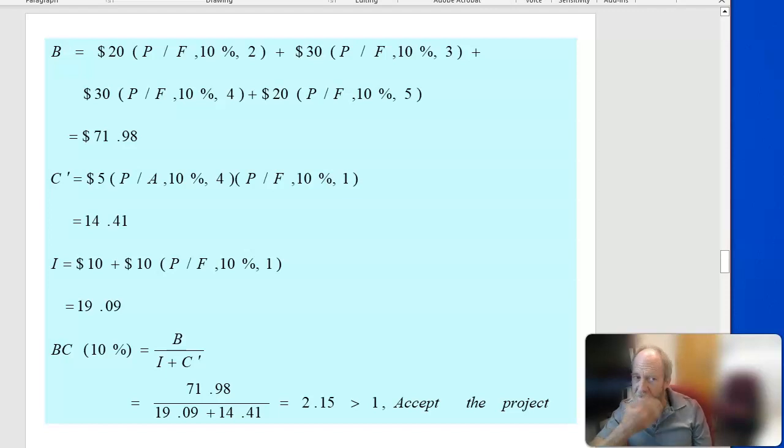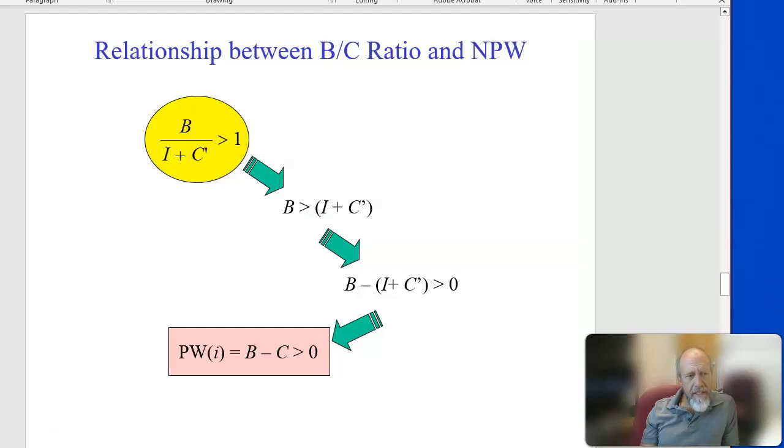You can tell you got the 3 different types of costs that were actually denoted in different colors. And if the BC, at a specific rate of interest, is greater than 1, it's an acceptable project. Now, how does this all come together? Well, net present worth really is just kind of a way of saying B minus C is greater than 0. That's it. That's not much.